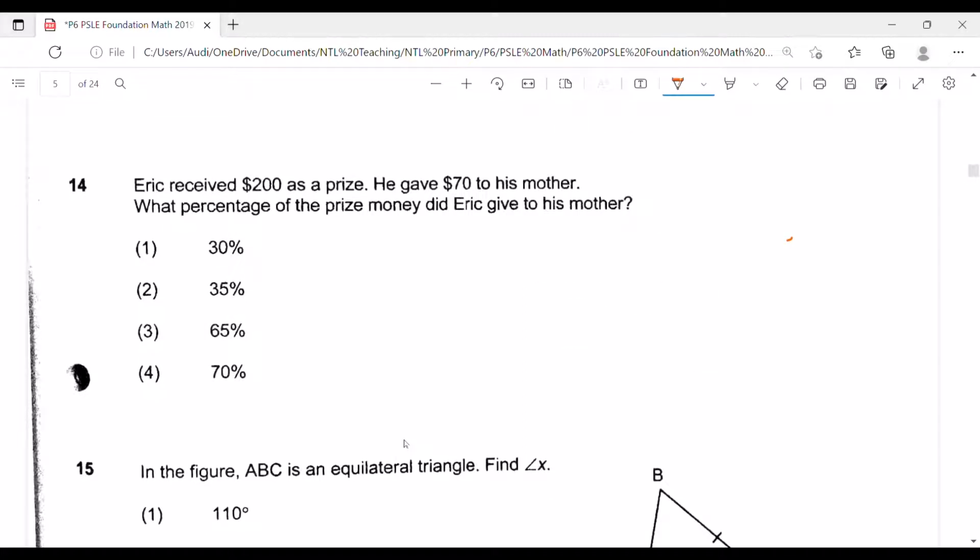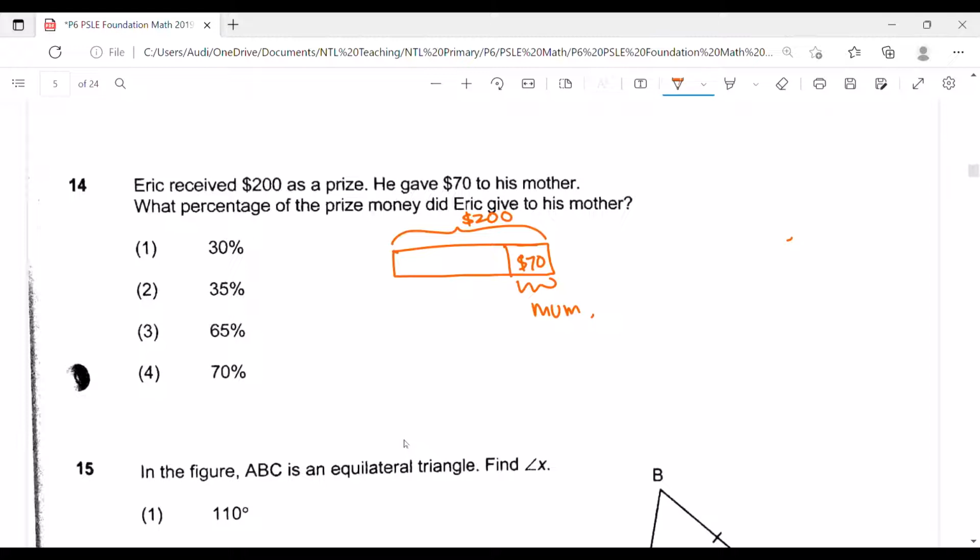Eric received $200 as a prize. This is how much he got. He gave $70 to his mom. What is the percentage of prize money he gave to his mother?